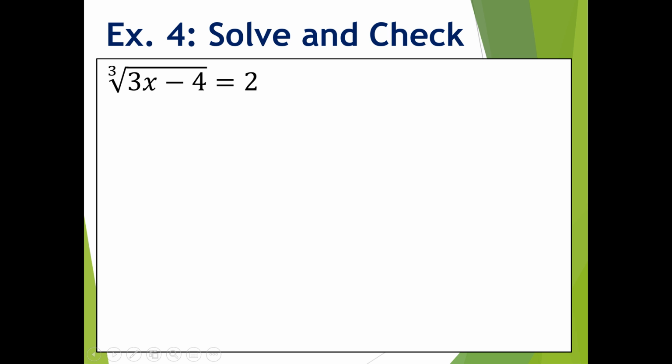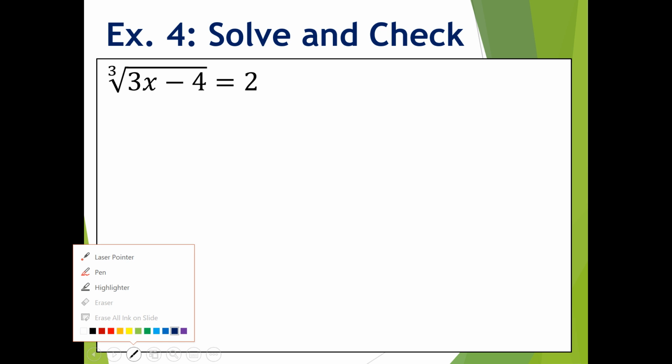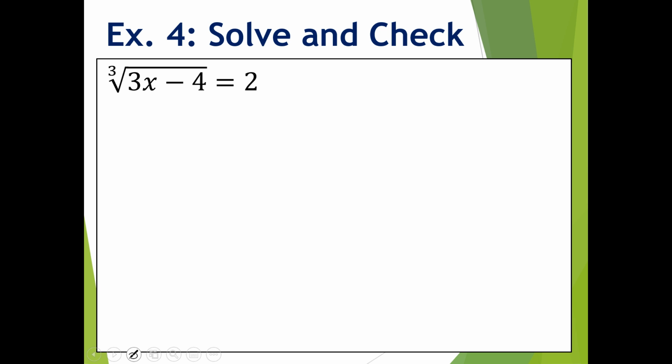There's nothing else going on, so we're just going to start right away. Again, we have a 3 here as our index, so we're going to cube both sides. This gives us 3x minus 4 equals 2 cubed, which is 8. Again, a lot of room for silly mistakes here. People sometimes cube the left side and then forget to cube the right side, so they'll end up with 3x minus 4 equals 2, but you've got to make sure you're cubing both sides.